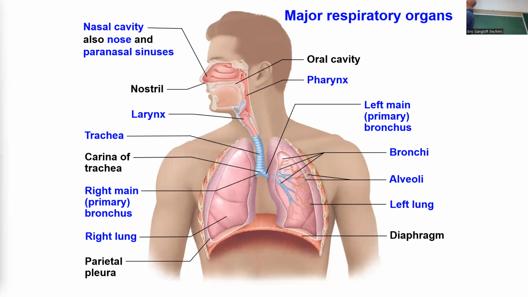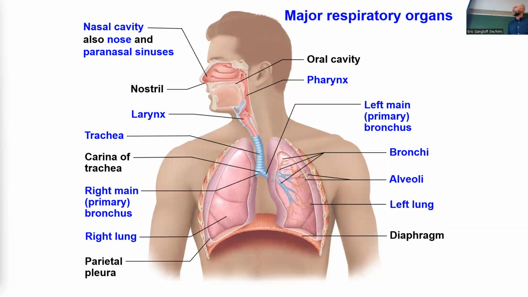From there, the air moves into our pharynx, which I'll talk about in more detail in just a second. Basically, this passageway in the back of your mouth and nasal cavity. And then it moves down into the larynx, which includes your voice box. So that's our primary site of sound production. Of course, we can produce sound in other places as well.